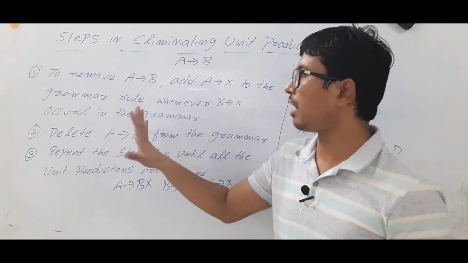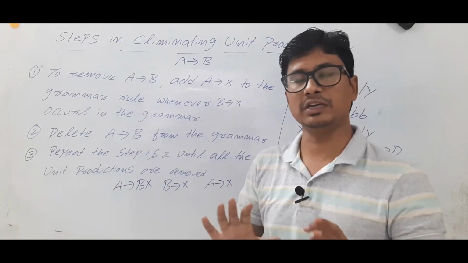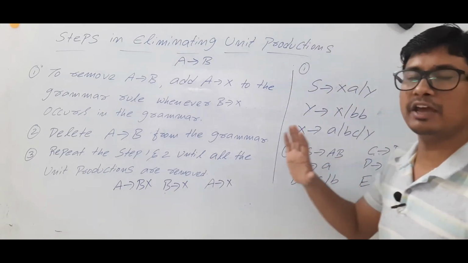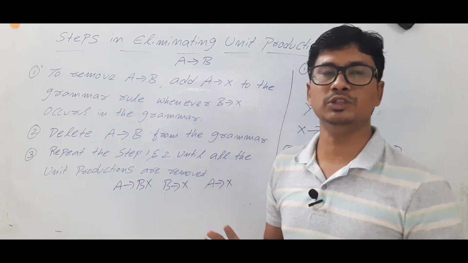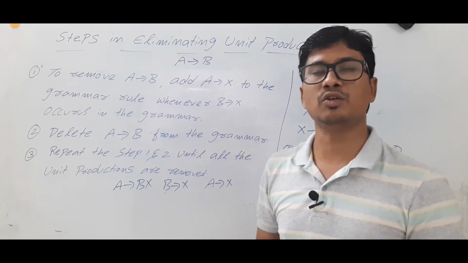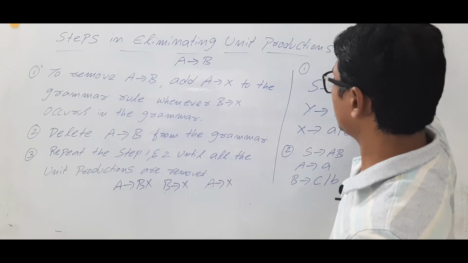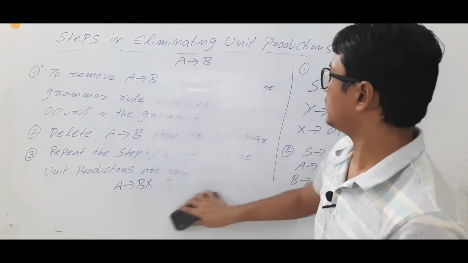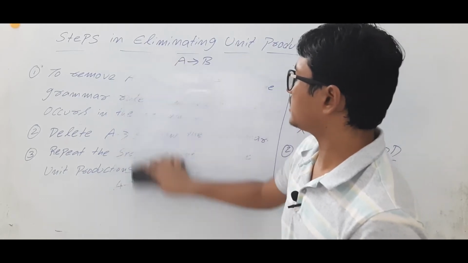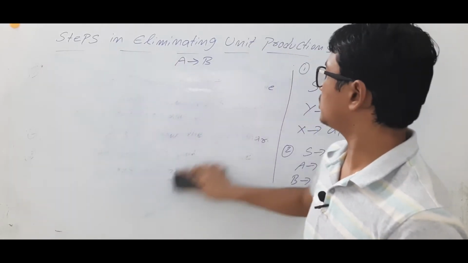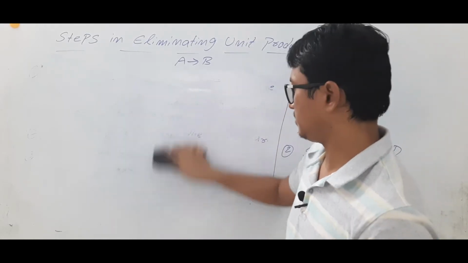I hope you have understood the steps. If you do not understand, don't worry. I will take 2 examples and explain how to remove the unit productions from these 2 context free grammars, so that you will understand the concept in a better way. I request everyone to note down these points so that it is very easy for you to revise the concept.